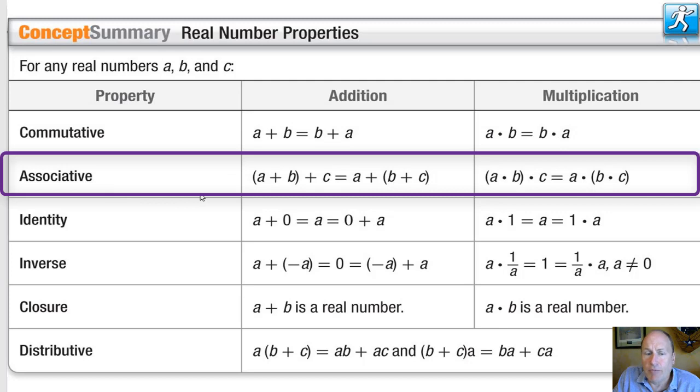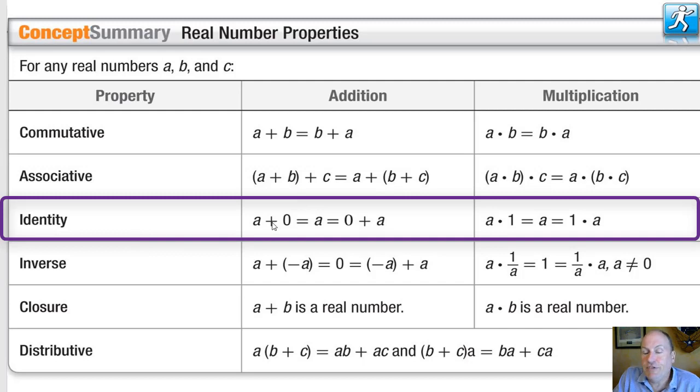The associative property is where we change the groupings or the association of the numbers. So if we have three numbers, for example, A, B, and C, three real numbers, A plus B together plus that third number C is the same as A plus the other two numbers B plus C together. The same is true for multiplication, the associative property of multiplication. A times B times that third number C is equal to A times B times C. In other words, we're changing the groupings.